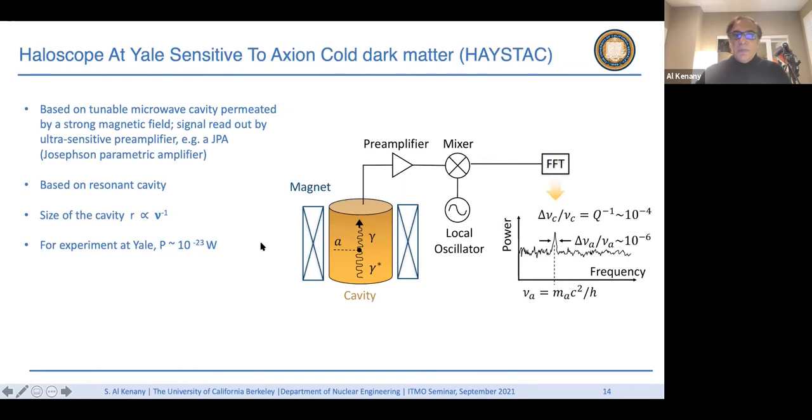So we built the experiment at Yale, HAYSTAC, which is the haloscope at Yale, sensitive to axion dark matter. It consists of the cavity, of course, with the strong magnetic field. And the cavity is tuned to a certain frequency that matches the proposed axion frequencies. And then we have the Josephson parametric amplifier, a mixer and then an FFT, and this way we extract the signal. It is based on a tunable microwave cavity permeated by a strong magnetic field.